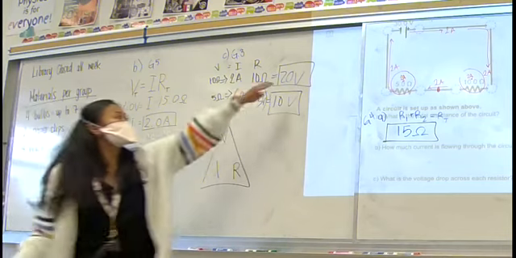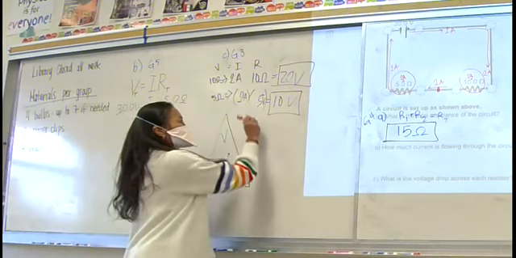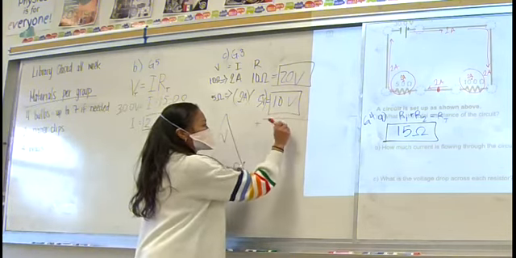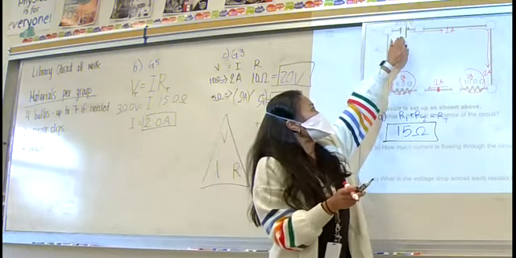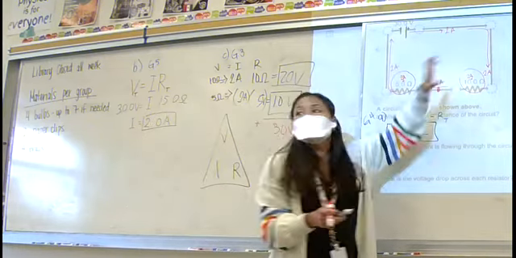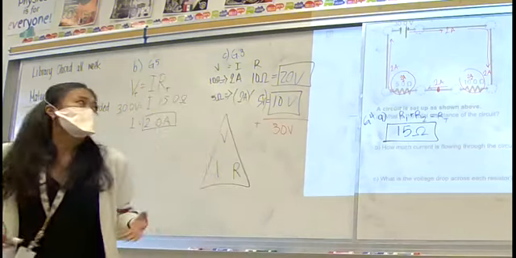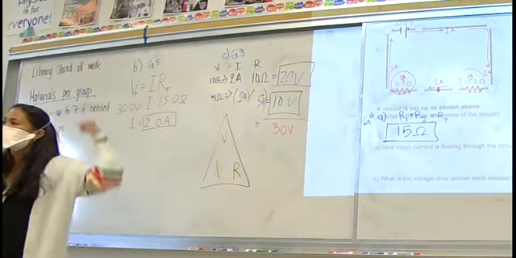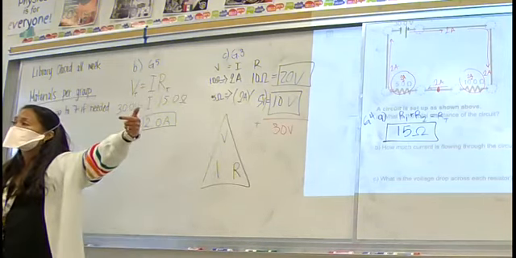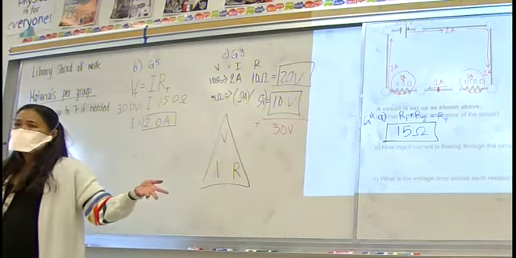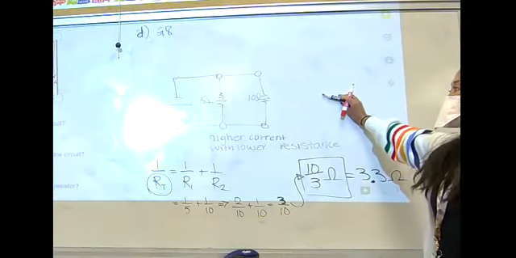If you add these two together, it should make up the total voltage that you started with, which is 30. But you want to make sure to understand the fact that current stays the same throughout the series circuit in order to do this problem. D is to draw a parallel circuit.